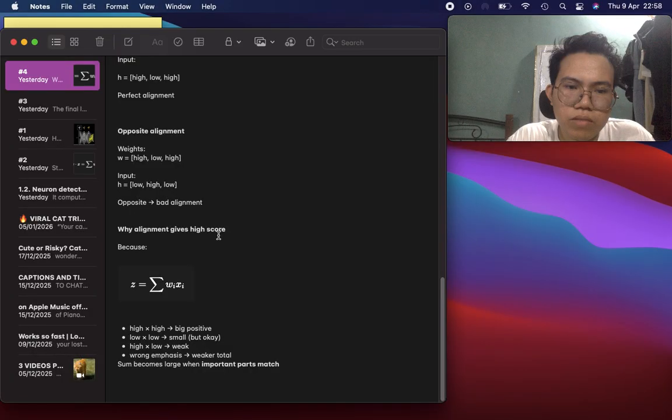So why does alignment give a high score? This is a summation of the weighted score. High times high gives a big positive. Low times low is small. High times low is weak.